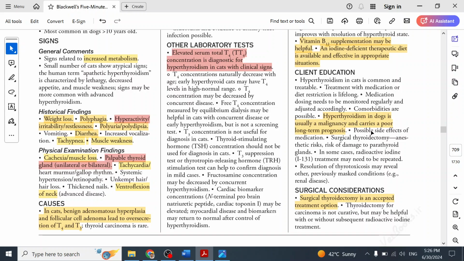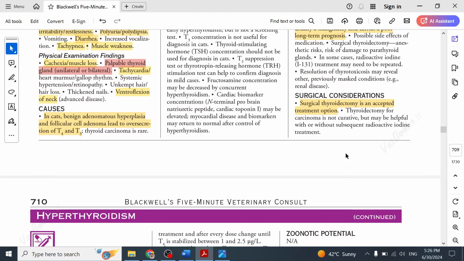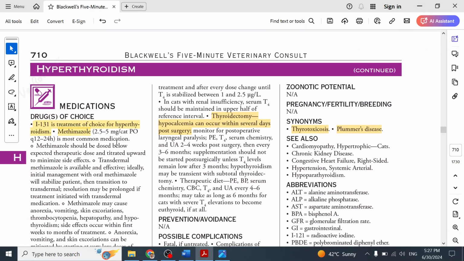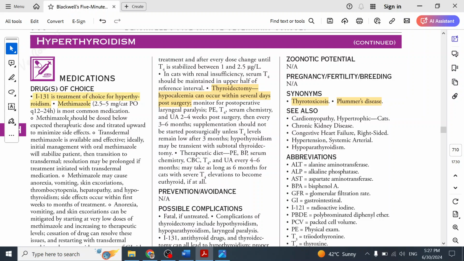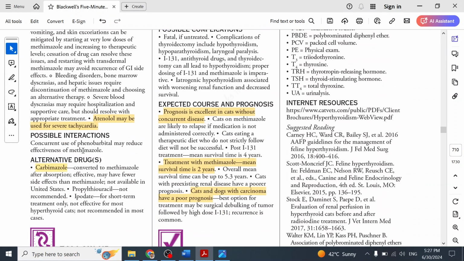Client education: hyperthyroidism in dogs is usually a malignancy and carries a poor long-term prognosis. For surgical consideration, surgical thyroidectomy is an accepted treatment option, but it can also cause hypocalcemia afterwards. Next, the drug of choice: I-131, the iodine isotope 131, is used for the treatment of hyperthyroidism. Methimazole is also used for this treatment.